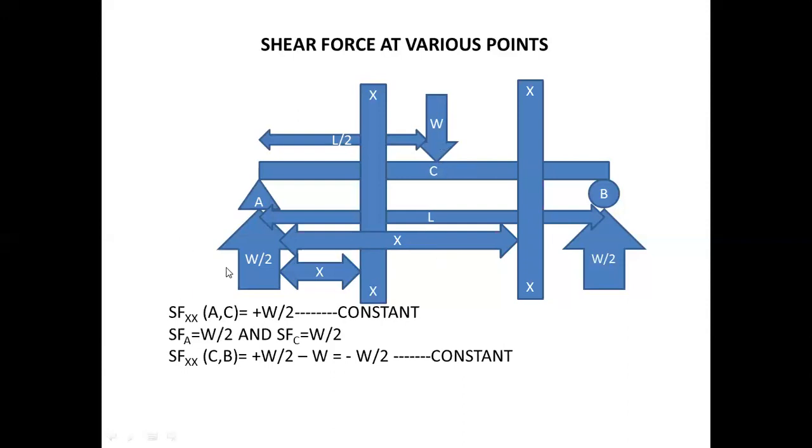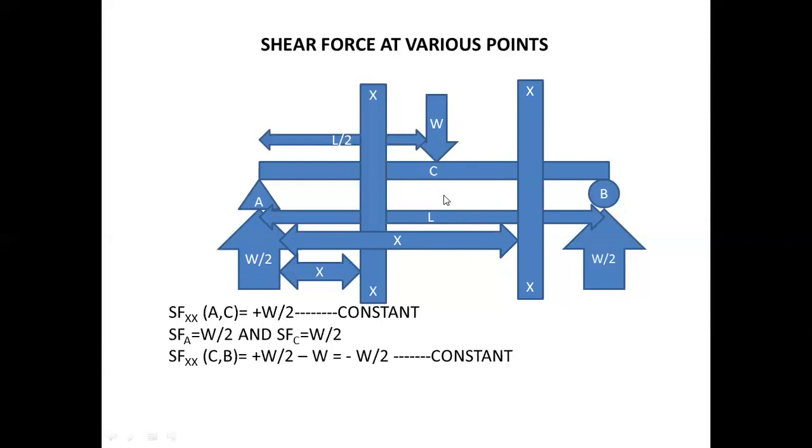So according to our sign convention, W by 2 will be positive force, because left of the section upward force, we will take it as positive. So plus W by 2. And at the point C, this W is acting downward, and on the left side of the section, if there is a downward force, we will take it as negative. So W by 2 minus W, ultimately I am getting minus W by 2, which is again constant.